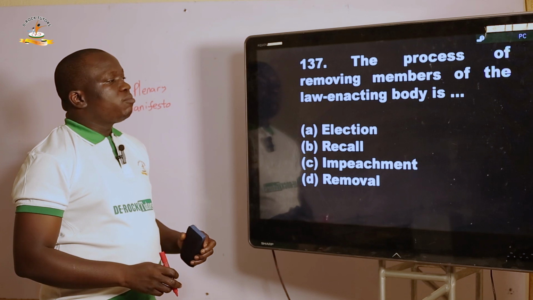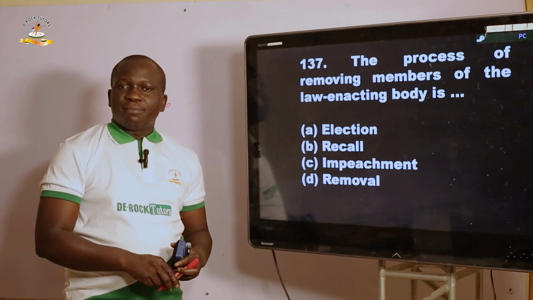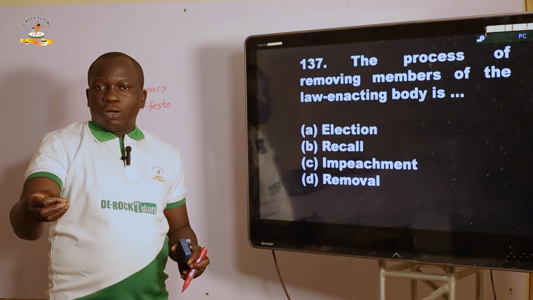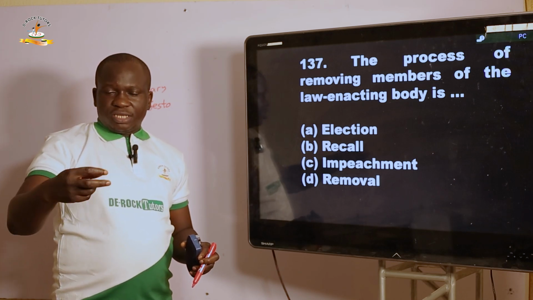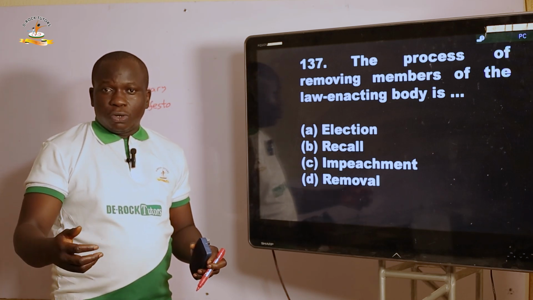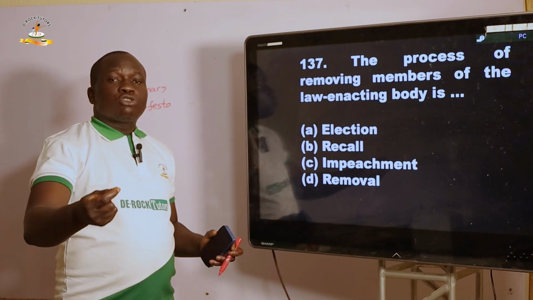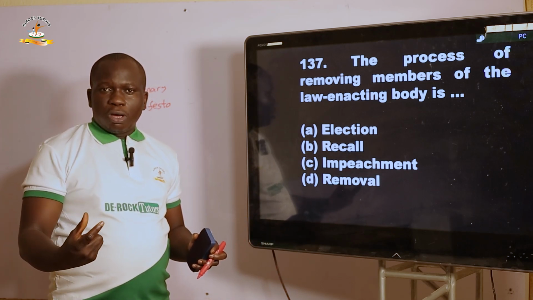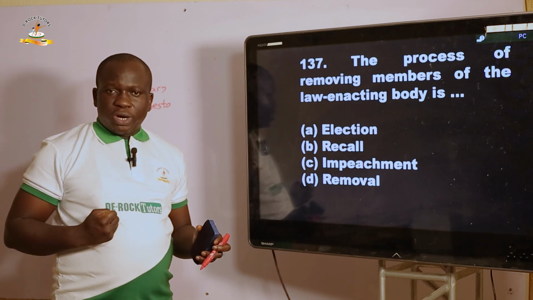The process of removing members of the law enacting body is dash. Now, what's the law enacting body? To enact means to make a law. So the law enacting body is the body that is responsible for making laws, and that is the legislature. So how do you remove a member of the legislature? In government, we call it a recall. You recall a legislator or a lawmaker.